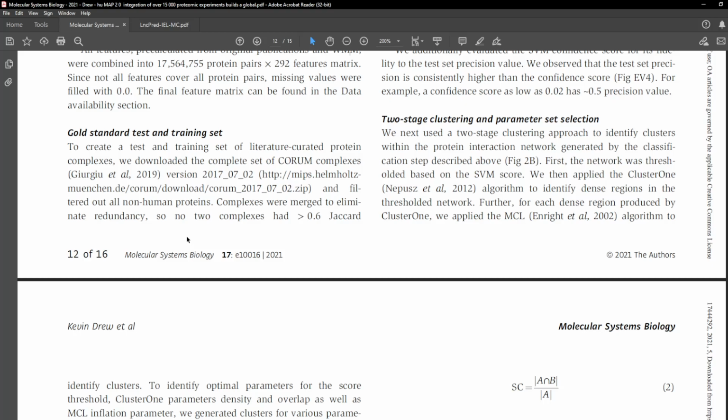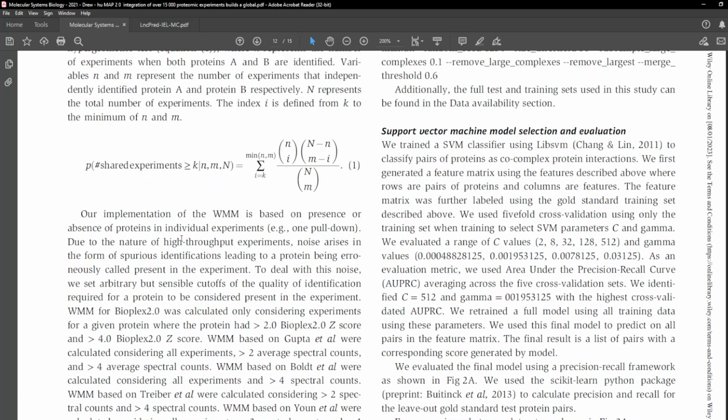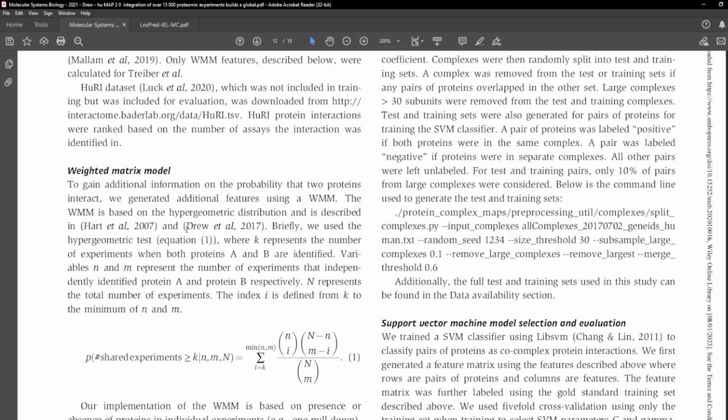Below is the command line used to generate the test and training sets. ./protein_complex_maps/preprocessing_complexes/split_complexes.py input_complexes all_complexes_20170702_corum_human.txt random_seed 1234 size_threshold 30 subsample_large_complexes 0.1 remove_large_complexes remove_largest merge_threshold 0.6. Additionally, the full test and training sets used in this study can be found in the data availability section. Support vector machine model selection and evaluation.